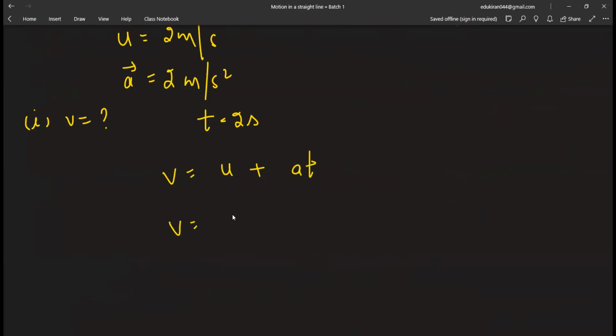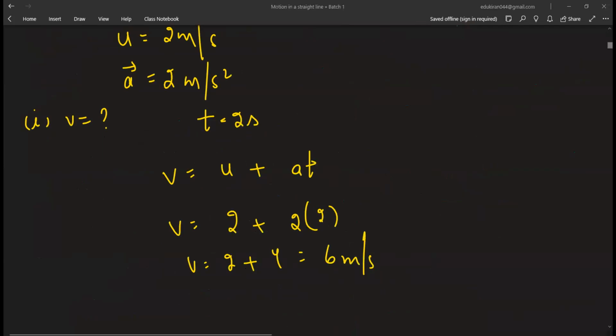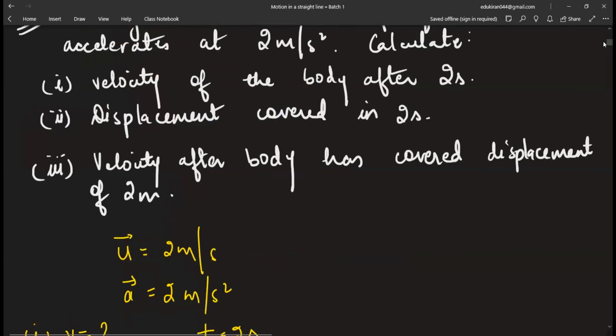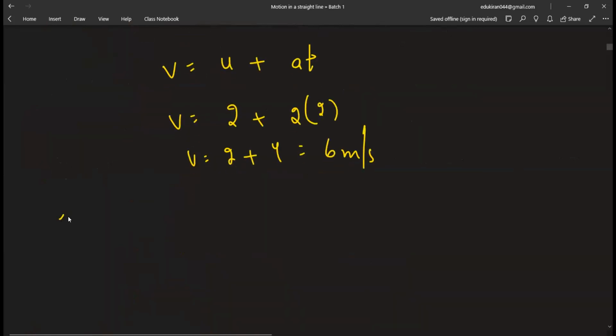So V is equal to, U is 2, acceleration is 2, time is 2. This is 2 plus 4, which is equal to 6 meter per second. Yes, correct. First answer. Second says displacement covered in 2 seconds. Now you have everything. What is missing? You just require S, distance. And time is again given, 2 seconds only.